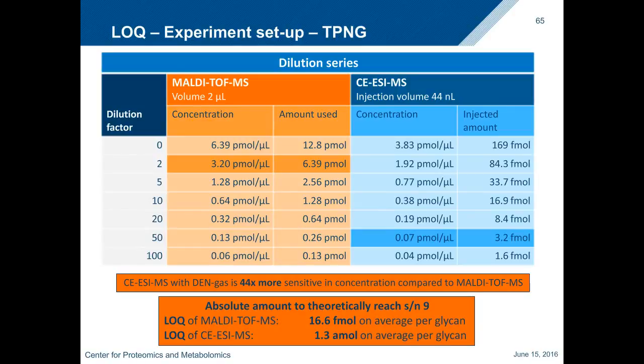Also, we could determine the theoretical limit of quantitation to reach signal-to-noise, and for MALDI MS, this was on average per glycan 16.6 femtomole, while for CESI MS, we could trim that down to 1.3 attomoles. So this is also good to know if you want to do some analysis, that you are still able to analyze that.